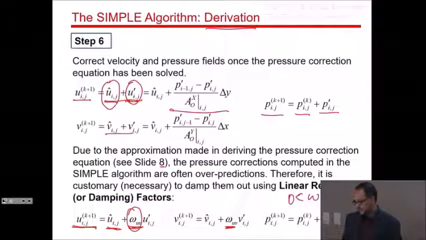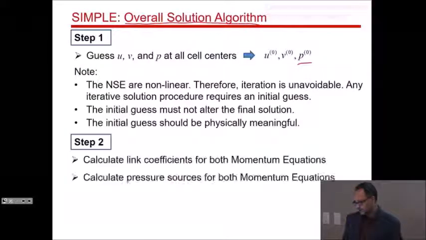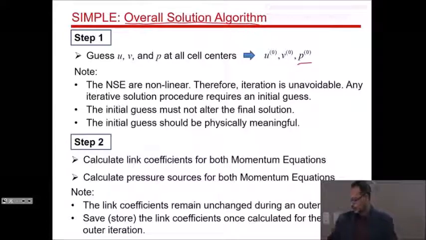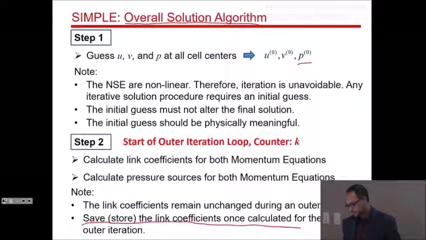So that's why we are saying here, when we get down here, that you need to store the link coefficients. Do not throw them away. Permanent memory. All right, so this is the start of the outer iteration loop right here, where I'm calculating the link coefficients.